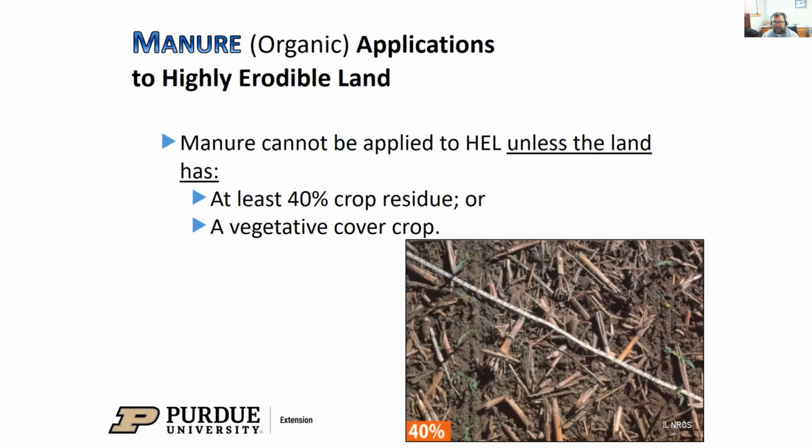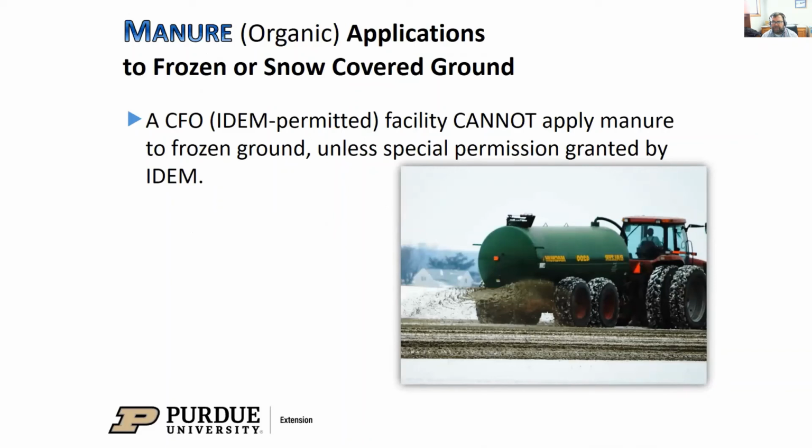For manure and organic applications to highly erodible land, unless the land has at least 40% crop residue or vegetative cover, the state chemist rules are that you do not apply manure to that type of land. And there is special permission. I'm not going to go into this at this stage, but there is more. You do have to get special permission from IDEM to apply manure to frozen ground if you're a CAFO.